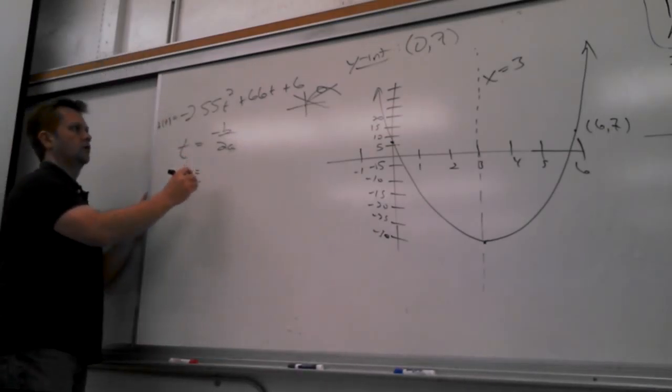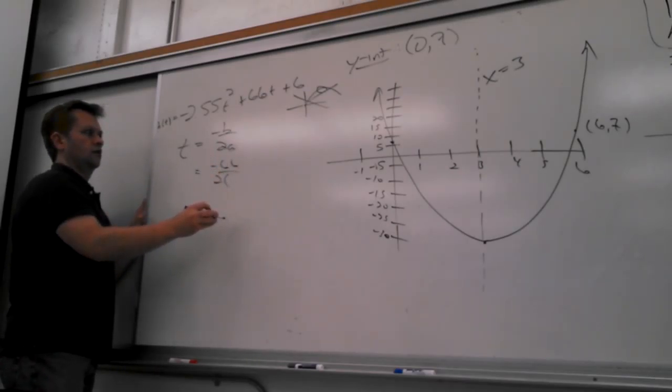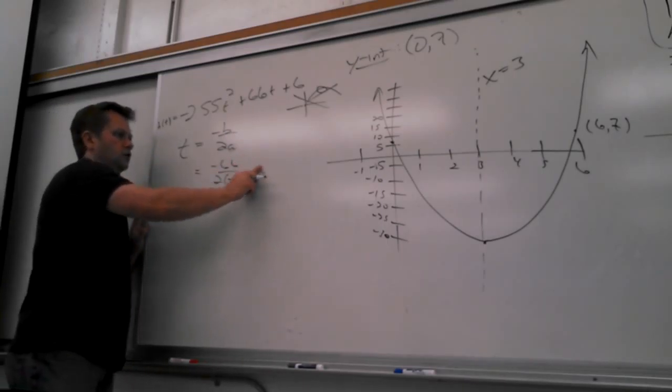What's B? 66. And what's A? Negative 2.55. I like it. So somebody help me out. Do that in your calculator.